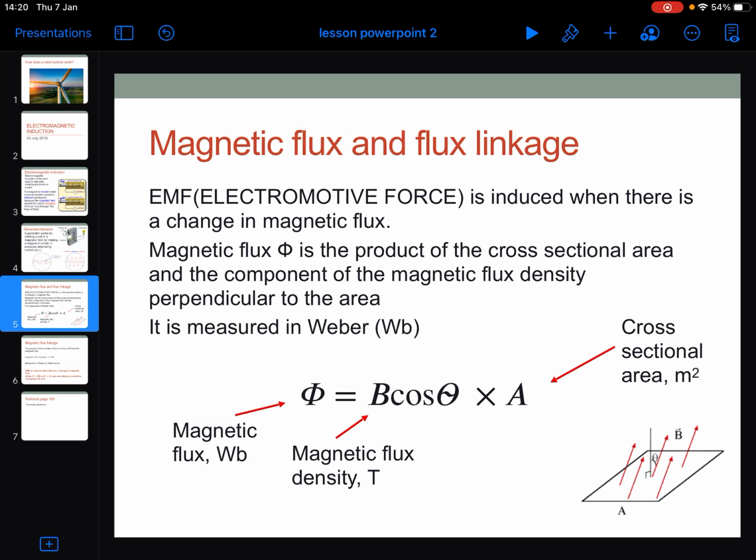I should trust myself. So magnetic flux, phi, is the product of the cross-sectional area and the component of the magnetic flux density perpendicular to the area. It is measured in Weber. And notice I'm calling it Weber as opposed to Weber because it was a German, I think, scientist. So the W is pronounced like a V.